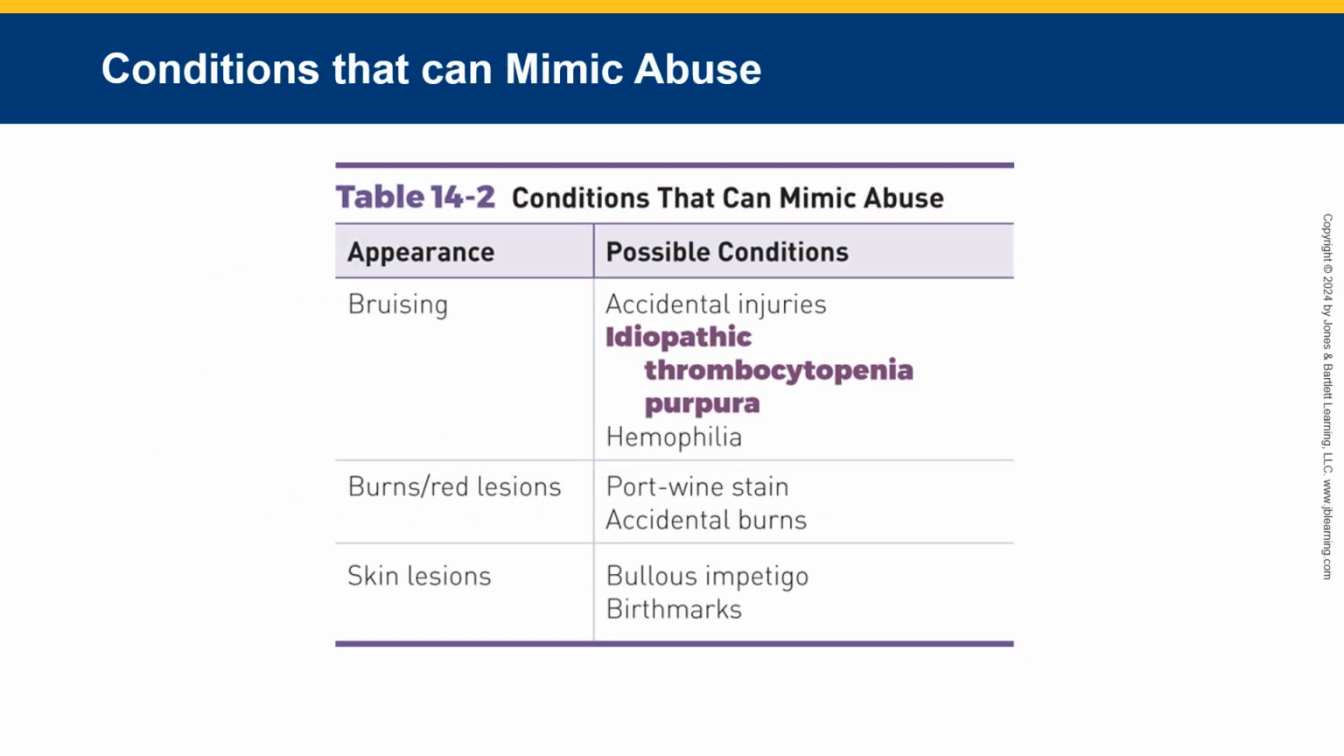Conditions that can mimic abuse: it appears as a bruise, but it could be an accidental injury, or it could be idiopathic thrombocytopenic purpura. An appearance of burns can be an accidental burn. Skin lesions could actually be a birthmark. So it's always really important to ask questions.